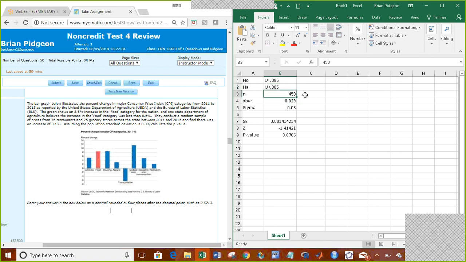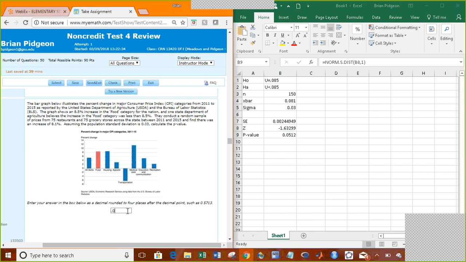We've sampled 150, so we did 75 restaurants and 75 grocery stores, and find that our X bar is 0.081, and the population deviation is 0.03 again. So our standard error is good. Here it just changes to 0.085. And then, what is the p-value? Well, because everything was already typed in, and I showed you how to type it in the last question, I'm not going to really go over it, but that automatically gives us a p-value around 4 decimals of 0.0512.